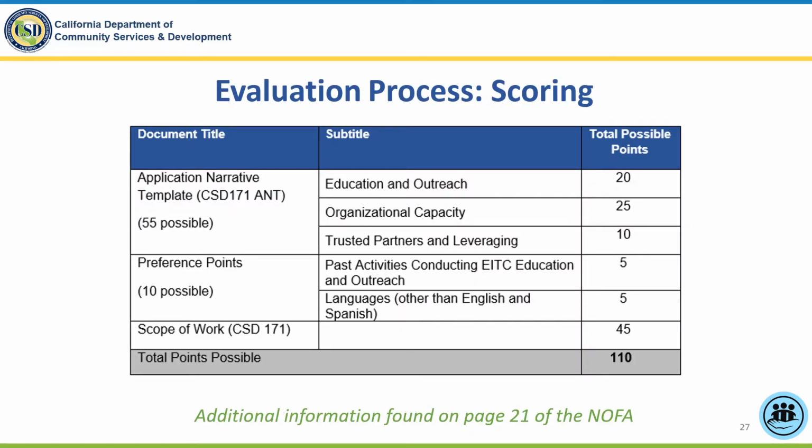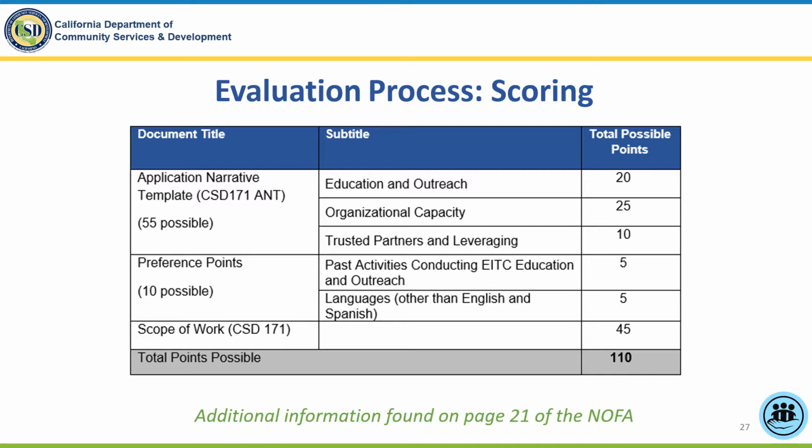Let's move on now to the evaluation process. The documents listed in the table shown will be reviewed and scored by an evaluation team. Scoring criteria is designed to assess the quality of the proposed project and to determine the likelihood of success. The application narrative template is worth a total of 55 points, with an additional 10 preference points available, and the scope of work is worth a total of 45 points. Applicants must receive a final score of at least 70 points, not including the preference points, to be placed into the rank order to be considered for funding.